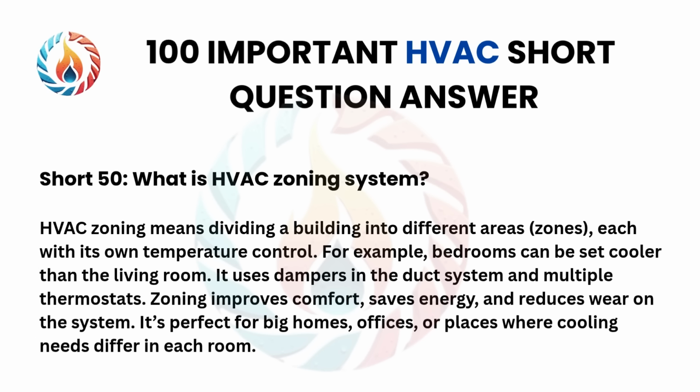Short 50. What is HVAC zoning system? HVAC zoning means dividing a building into different areas, zones, each with its own temperature control. For example, bedrooms can be set cooler than the living room. It uses dampers in the duct system and multiple thermostats. Zoning improves comfort, saves energy, and reduces wear on the system. It's perfect for big homes, offices, or places where cooling needs differ in each room.